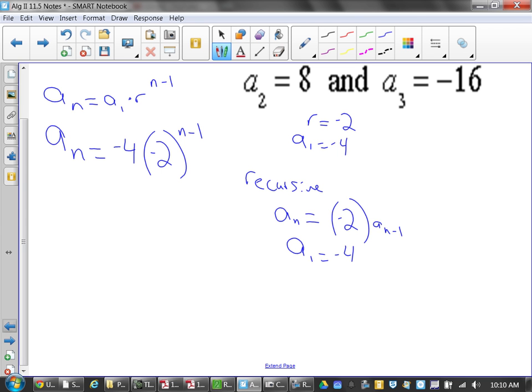Question time. All right, begin. Did we find the common ratio? You had to find the common ratio to be able to write that out.